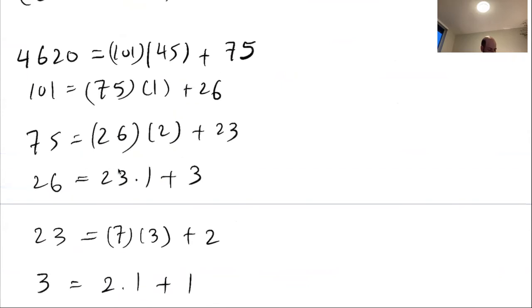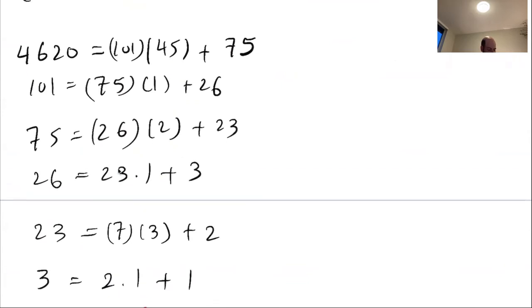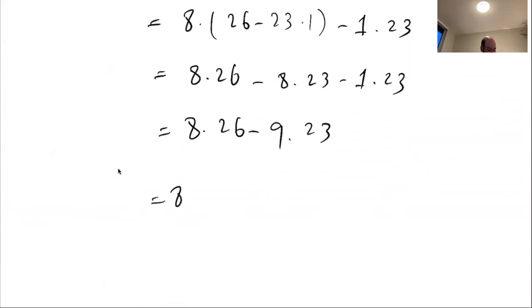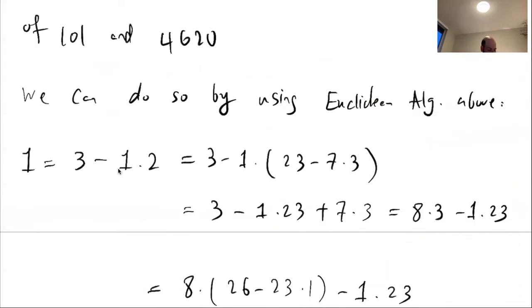Then again, let's go one step above. 23 itself could be written as 75 minus 26 times 2. So 75 minus 23 times 2 minus 9 times 23.